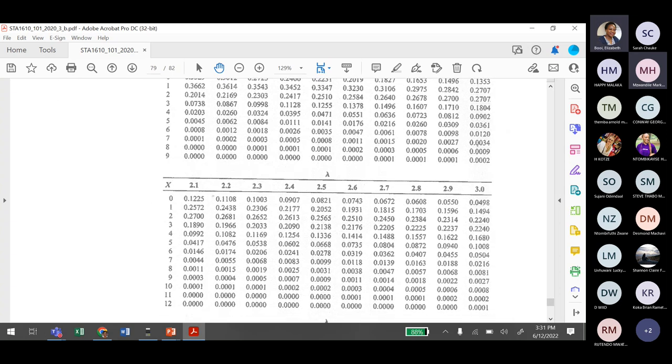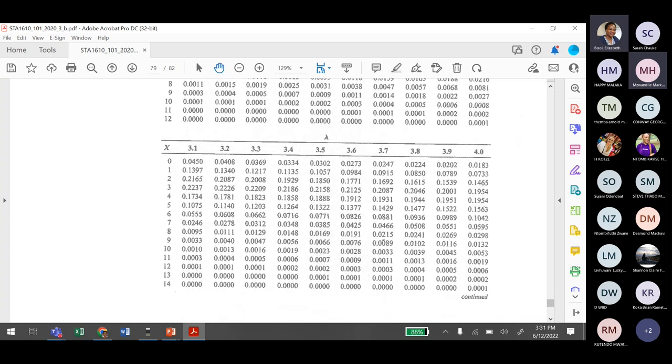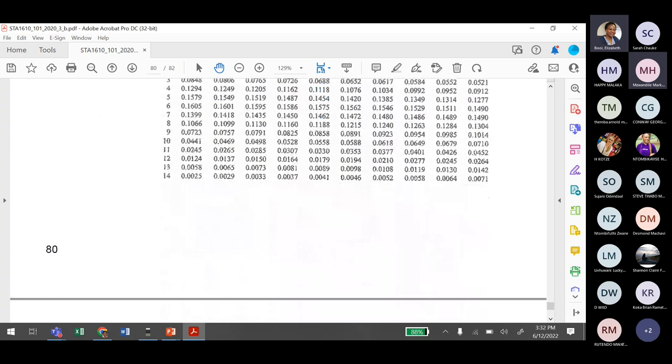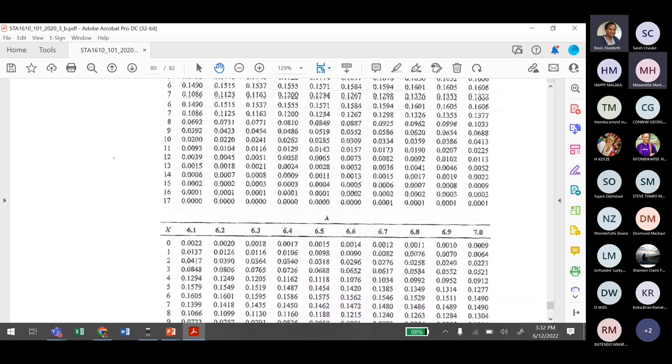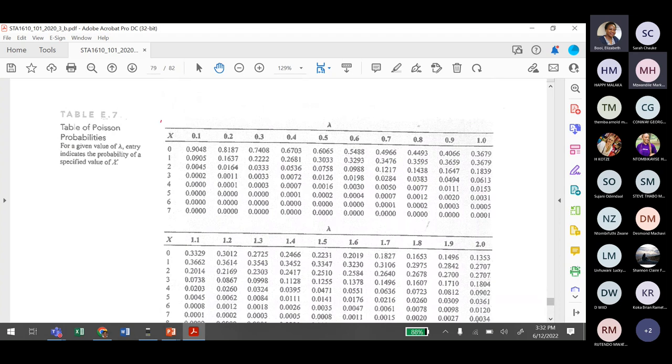As well, you will see for the lambda 2.123, the table has 12 x values. For 3.124, the table has 14 x values, and like that, it will go on and on. I'm not going to show you the entire table, but at least you have an idea.